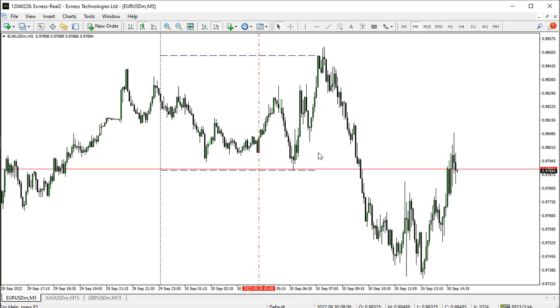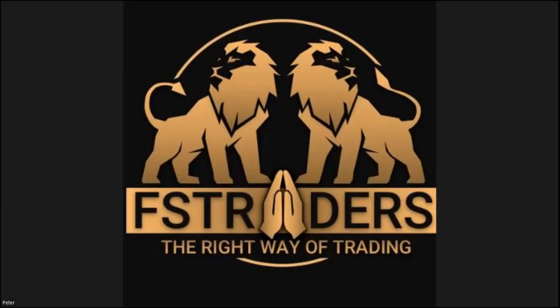So yeah, you can use this concept, the 5 a.m. GMT candle manipulation up to London Open, whatever you want to call it. You can use it as a confluence or whatever you want to call it. It's up to you. Even if it's your own model, it's up to you.